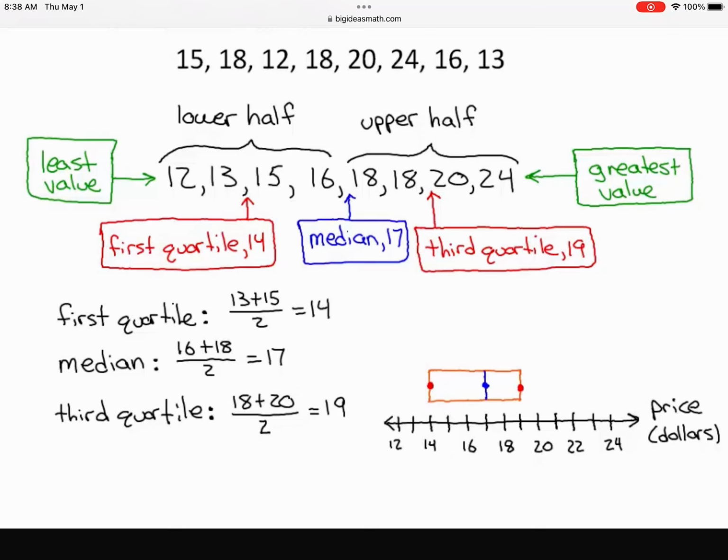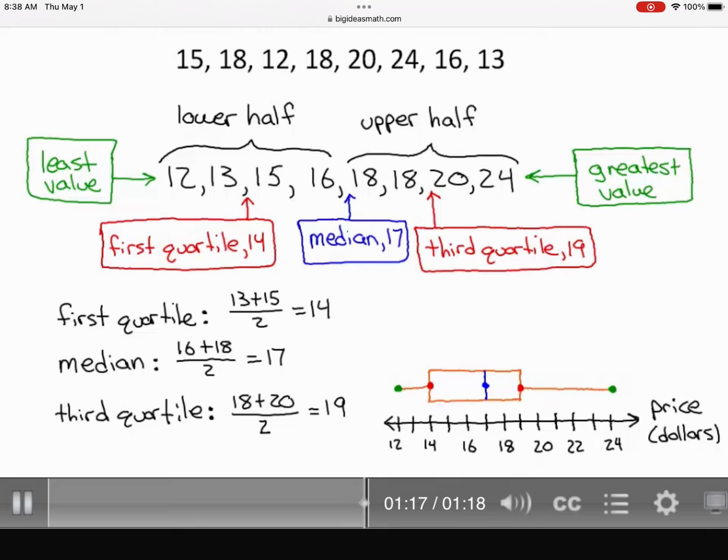Then draw a line through the median. Next, graph the least value 12 and the greatest value 24. Then draw whiskers from the box to the least and greatest values to complete the box and whisker plot.